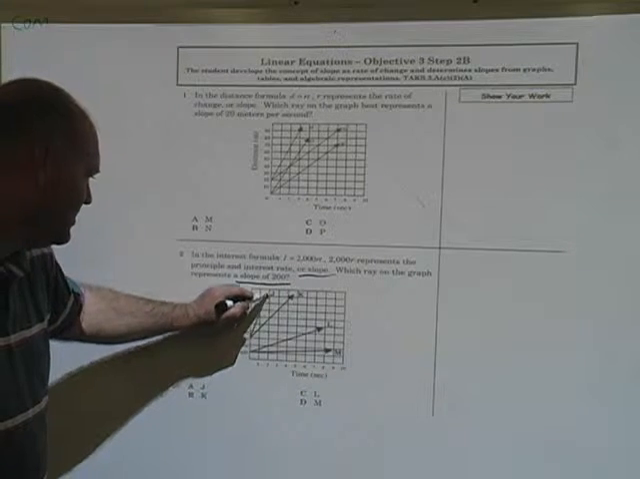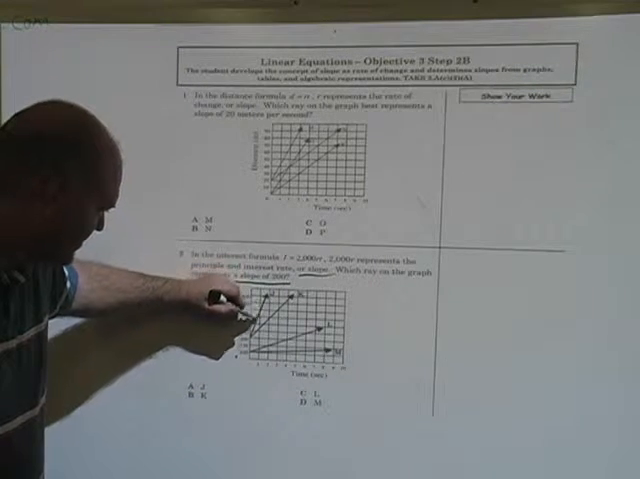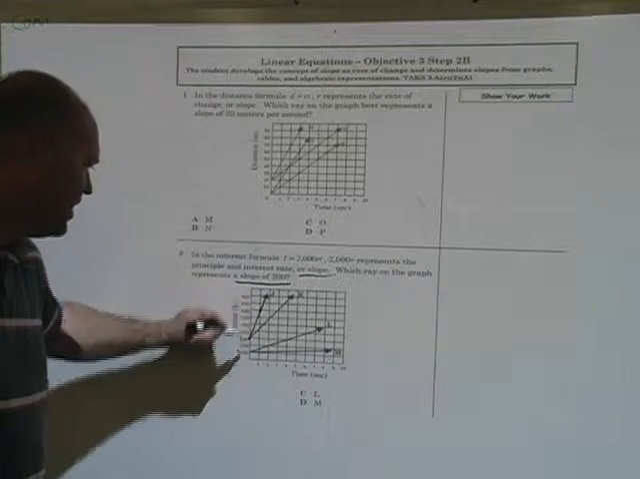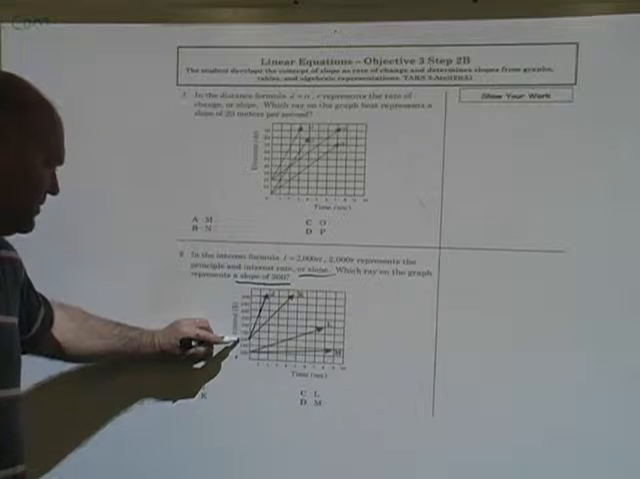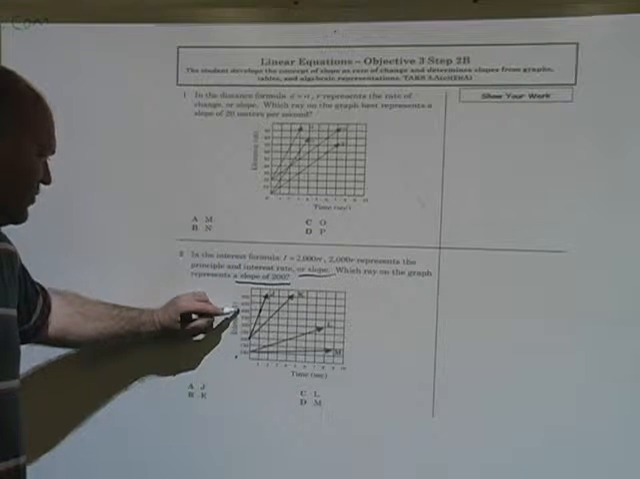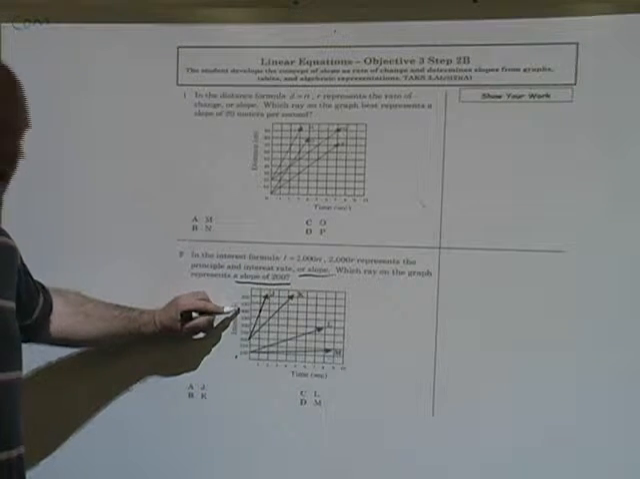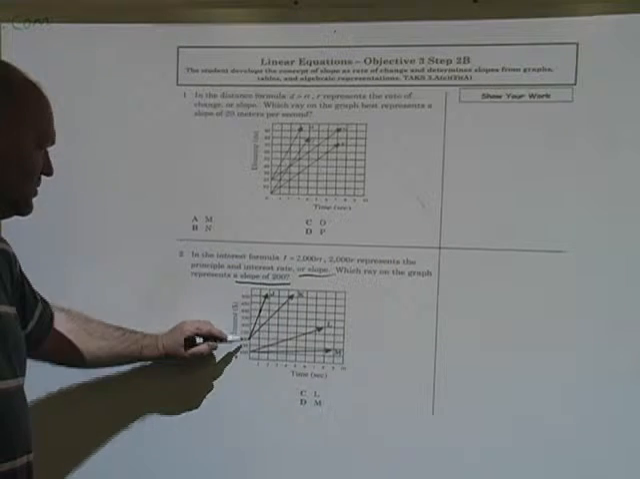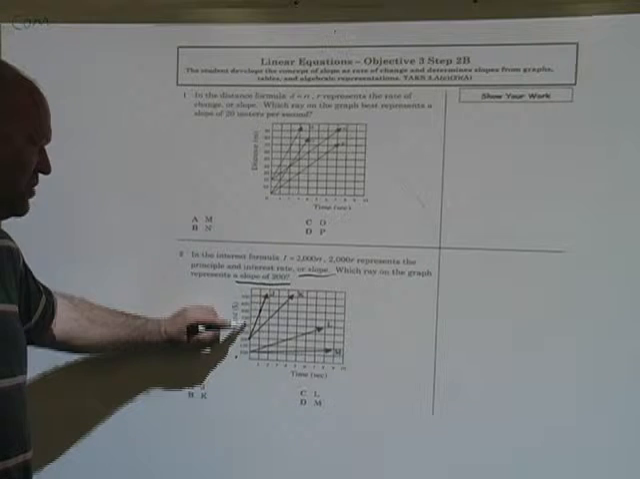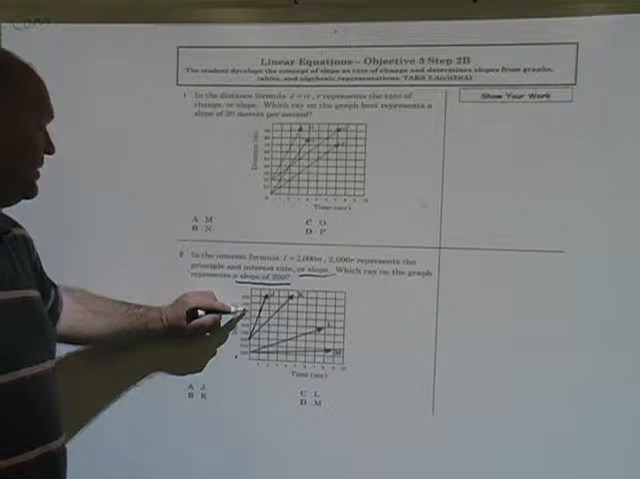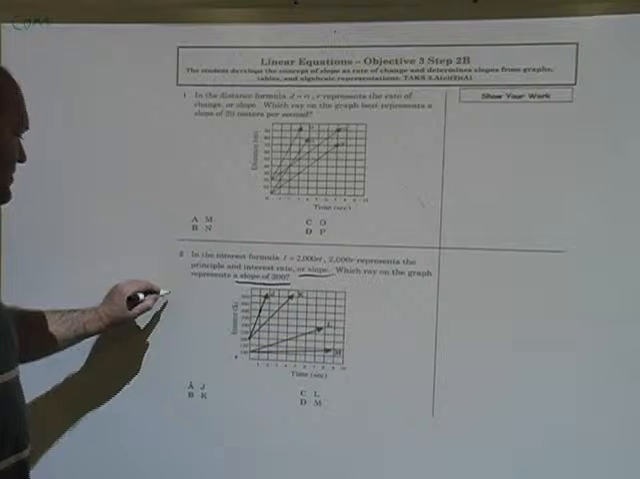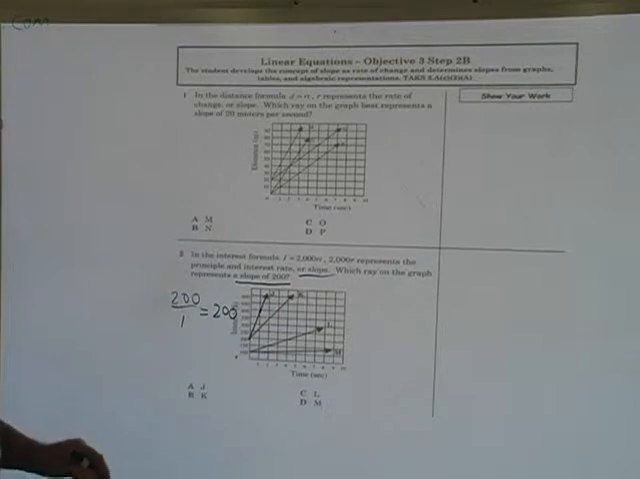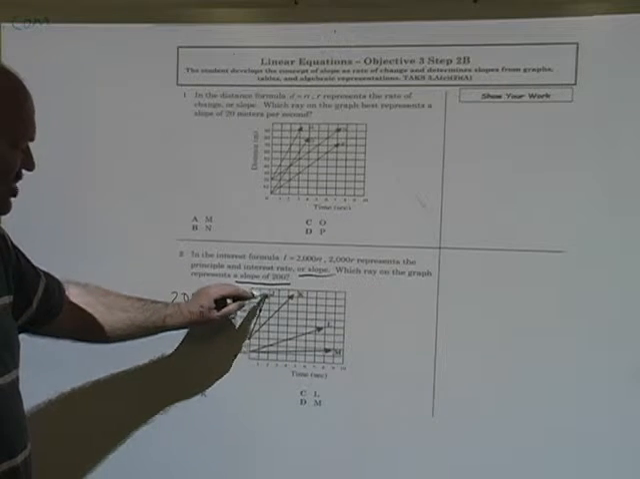If you look at this one that's the steepest, look how it goes up. It goes up from 200 up to 400, and as it does that, it runs from 0 to 1. So that rise from 200 to 400 is 200, and the run is 1. So 200 over 1 equals a slope of 200. That is ray J.